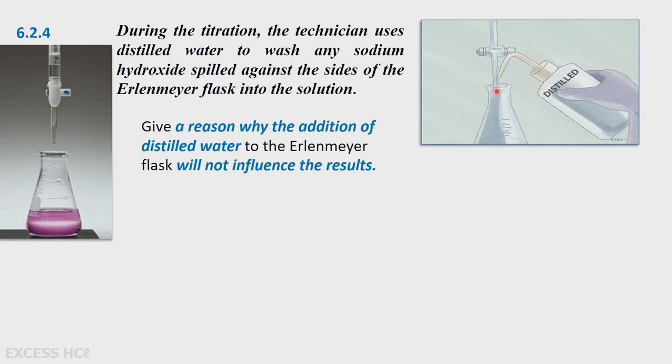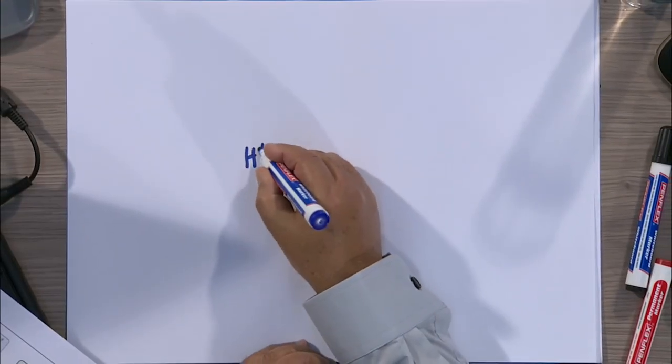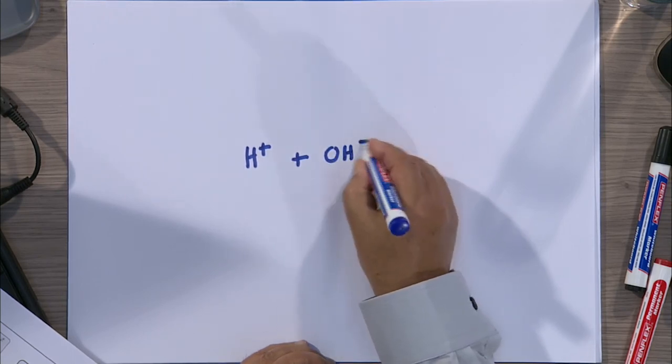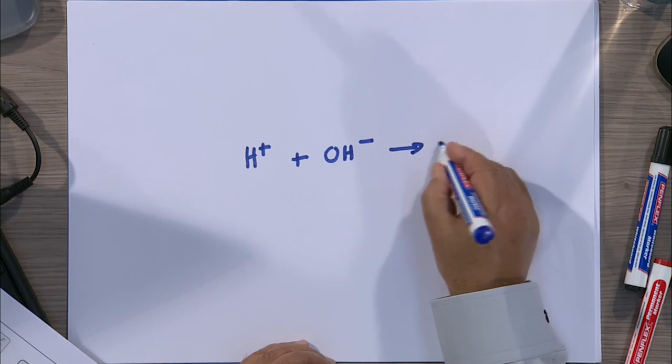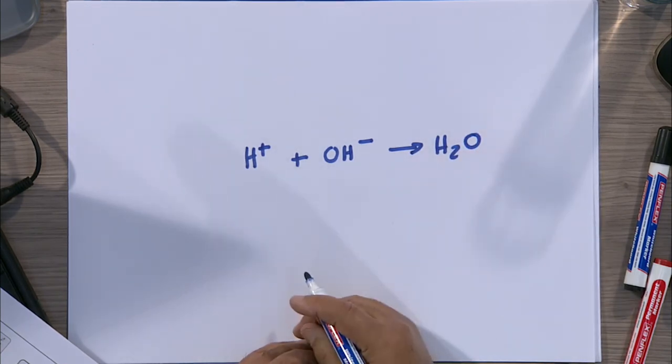And I squeeze some water to run all the acid and base to the bottom. And why would the water not influence the results? Okay, I have to explain something for you. In grade 9, you had this idea that an acid gives us protons and the base gives us hydroxide ions, and then I form water from that. So that was called neutralization.